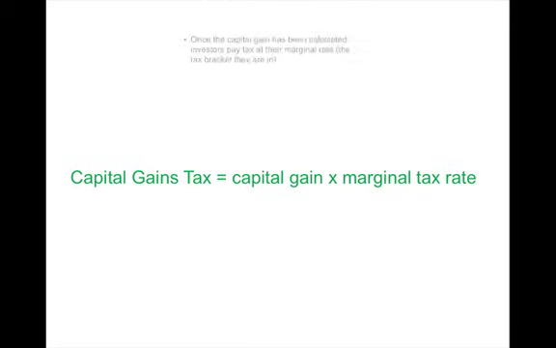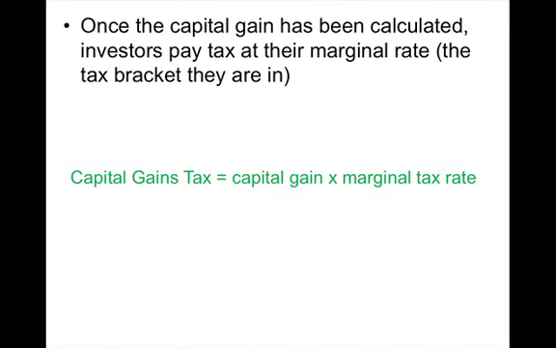Okay, so let's have a look. Once a capital gain has been calculated, you pay tax at your marginal tax rate. So your capital gains tax comes from the capital gain that you've made times the marginal tax rate. Now this might seem a little bit gobbledygookish as we go along, but let's have a look at an example.